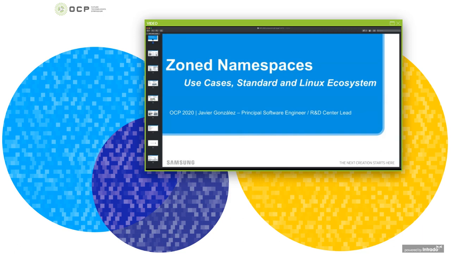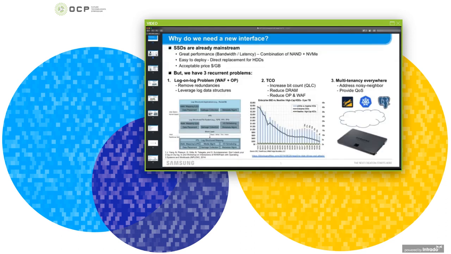Happy to be part of this OCP Technical Symposium virtual edition. Sure, it's different from other years, but it's still plenty fun. And today I'm going to be talking about zone namespaces real quick. I'm going to touch on the use cases, go a little bit about the standard, and then talk about the Linux ecosystem. So it is still a very fair question to ask why we need a new interface.